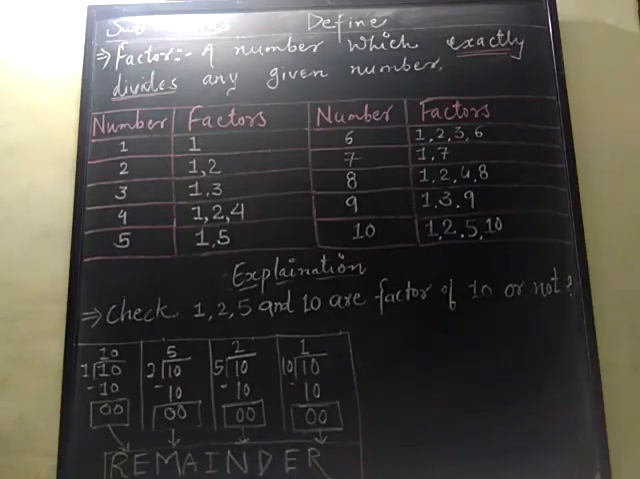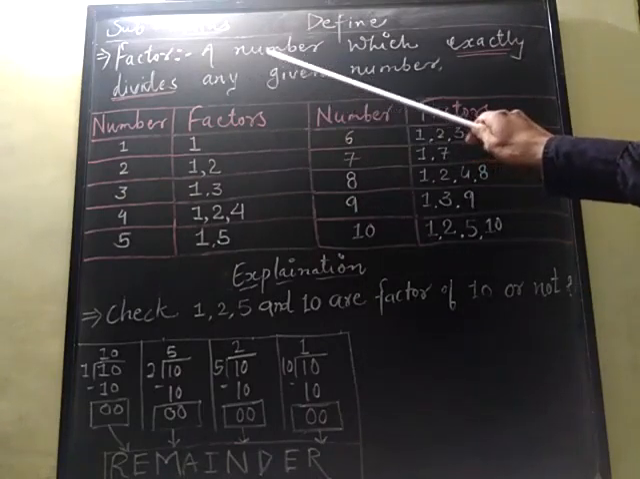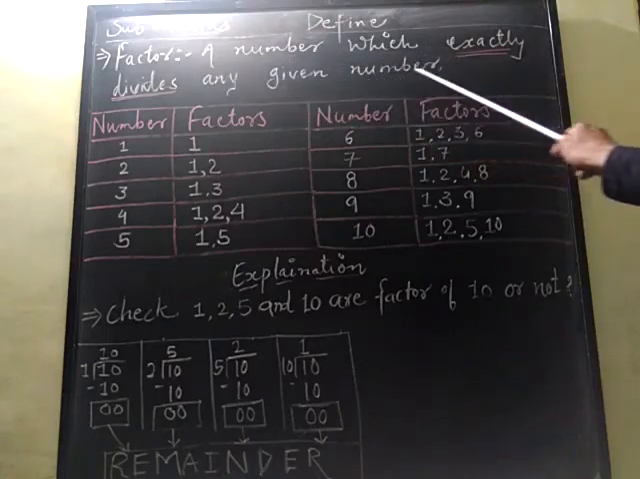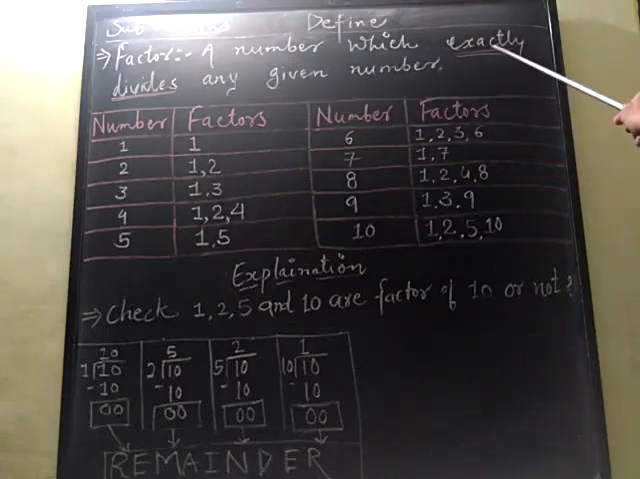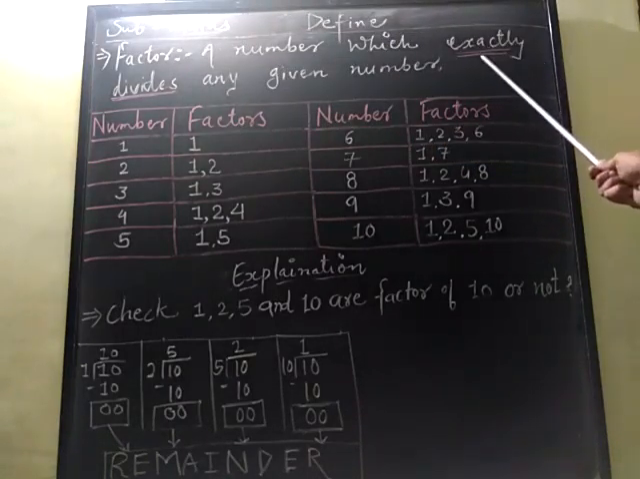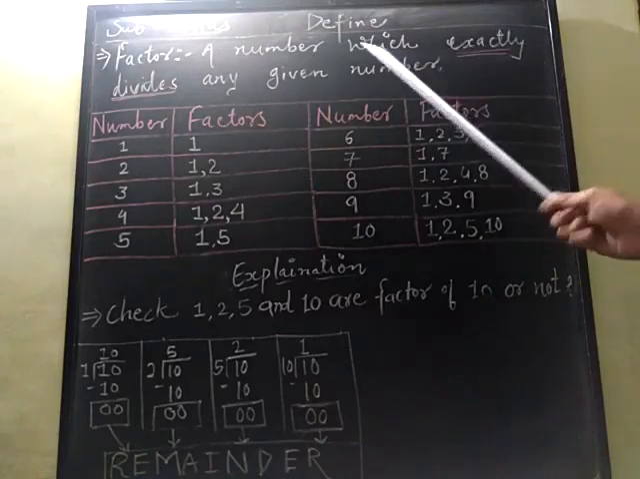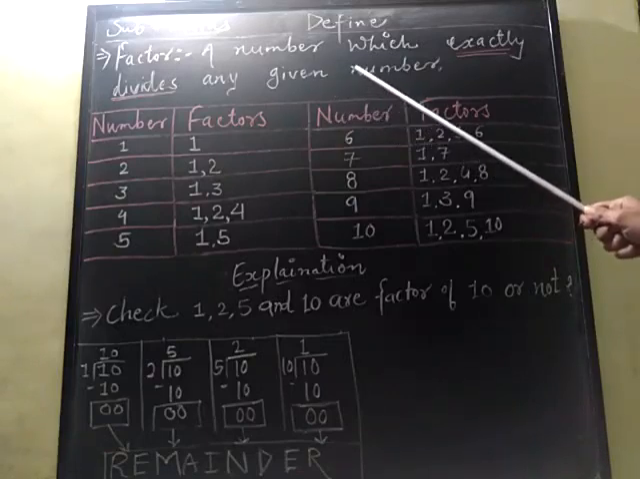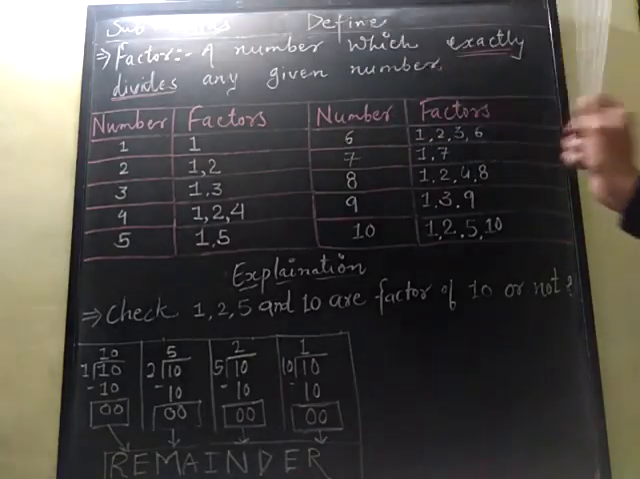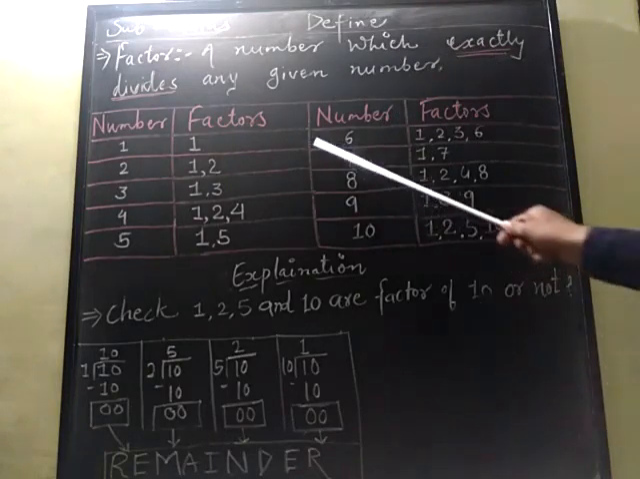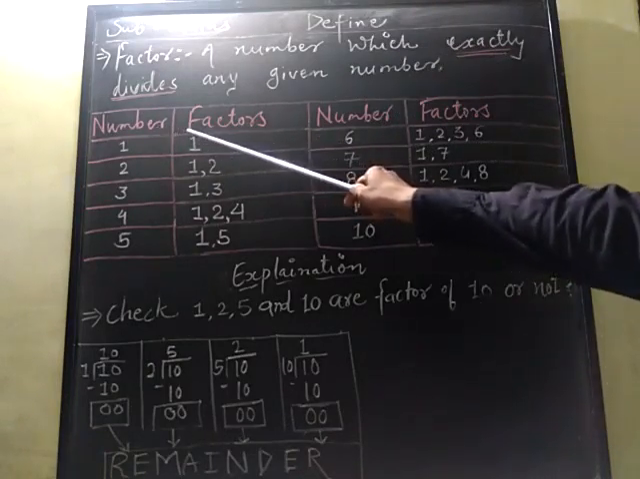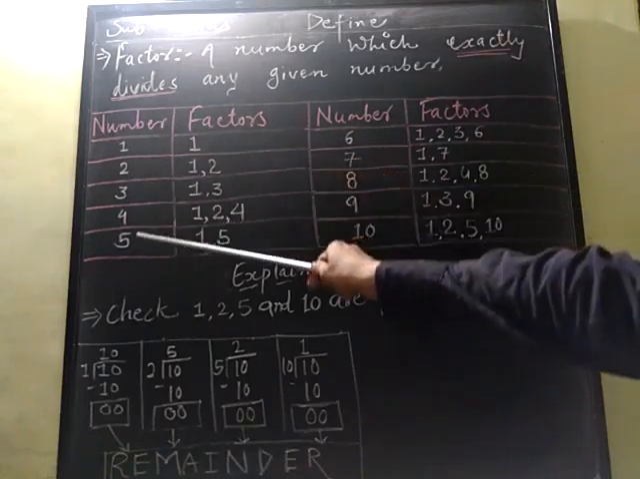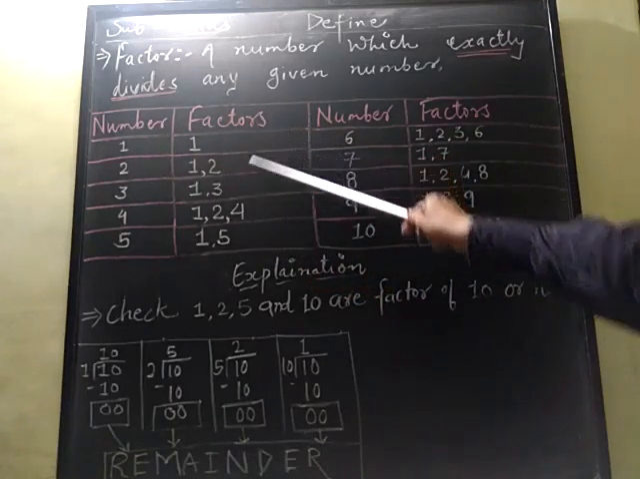Friends, now I am teaching you one important definition: factor. Factor means what? A number which exactly divides any given number. Here you can see I underline these words, exactly divides. So it means what? When you divide a particular number by any number and you get remainder 0, then that number is called a factor of the particular number. You can see here I make one table. First I wrote numbers and after that I wrote their factors.